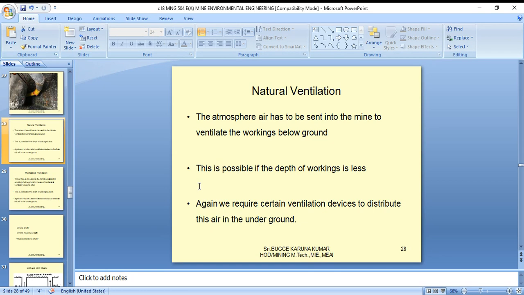This is possible if the depth of the workings is less. Again, we require certain ventilation devices to distribute the air in the underground. So natural ventilation gives just air from the surface to underground, but distribution is required and further development is required because you do not need to depend only on natural ventilation.